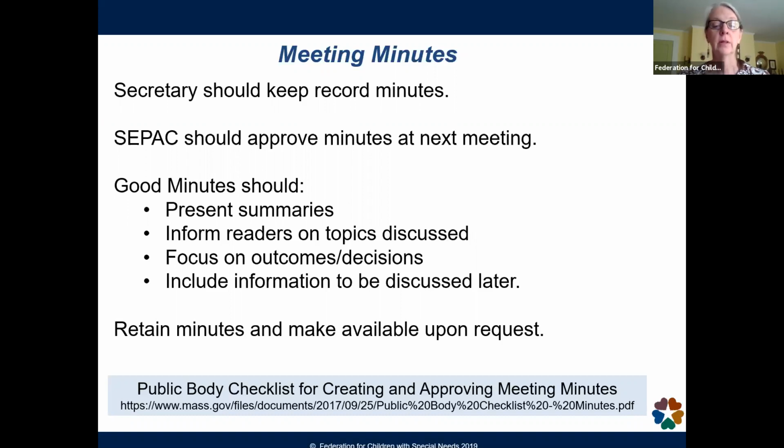Just they're available, and the best thing to do is, if someone asks, to send them a digital copy of the minutes via email. There's a nice guide put out by the Attorney General's office, like another checklist, for creating and approving your meeting minutes. And that's available, and there's the link to it.